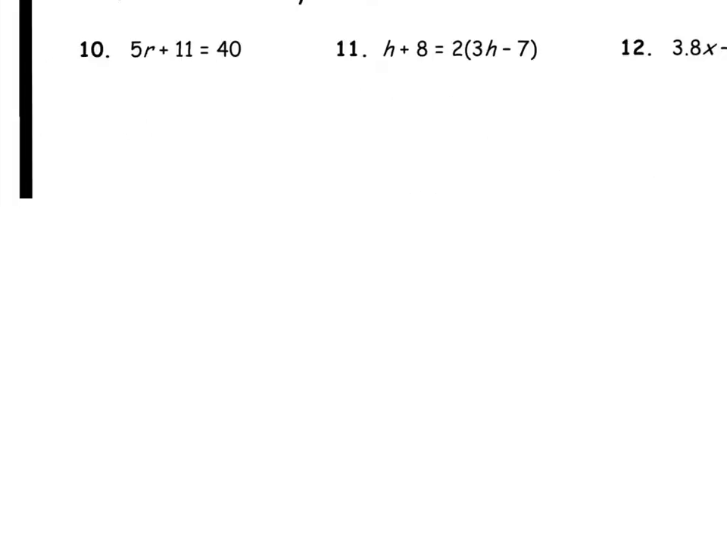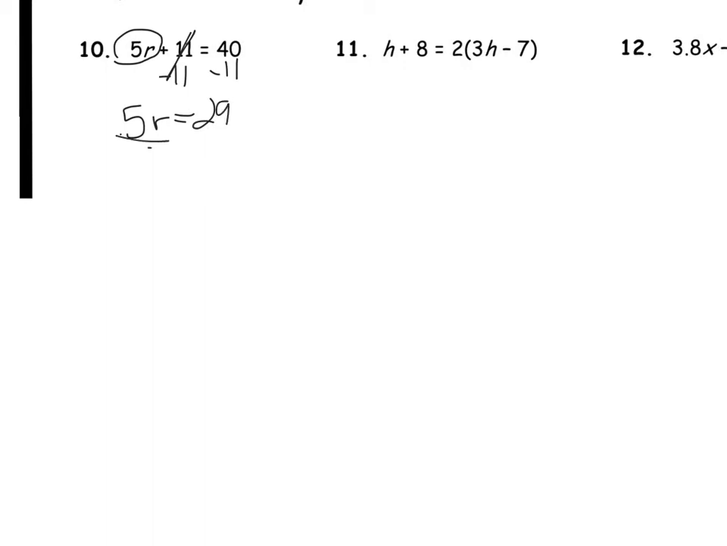Now let's take a look at number 10. For number 10, we need to get r by itself. My first step, I'm going to minus 11, because that is the inverse of plus 11. So I'm going to minus 11 from both sides. That would leave me with 5r. Positive 11 minus 11 is 0. Is equal to 29.